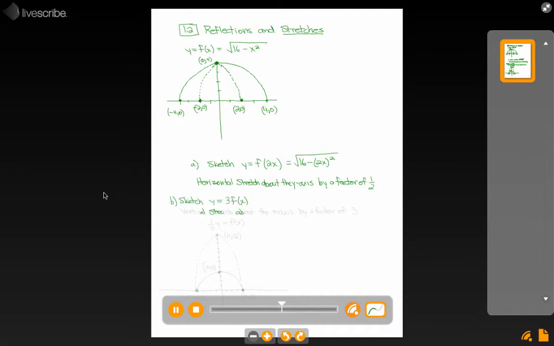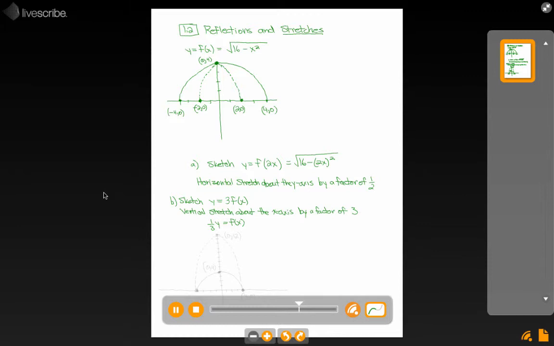The second stretch I want to do is a vertical stretch. And so if we're asked in part B to sketch y equals 3f of x, that's what we're going to see. This one will result in a vertical stretch about the y-axis by a factor of 3. If you're worried that it doesn't look like I've done something to y, another way to write this is 1/3 y equals f of x, if you want to stay consistent with what we did before.